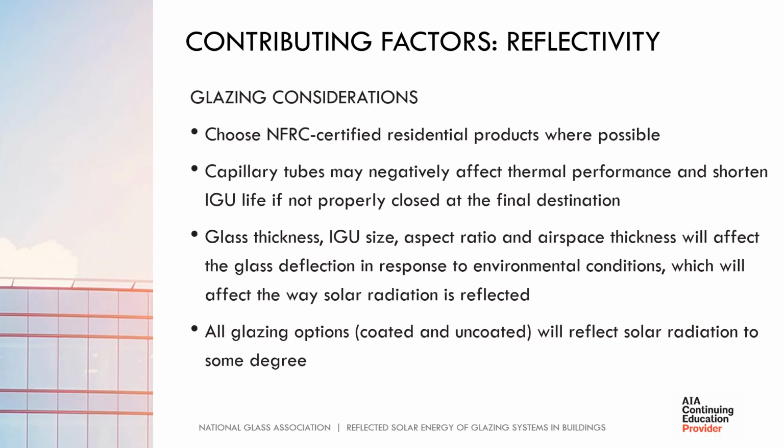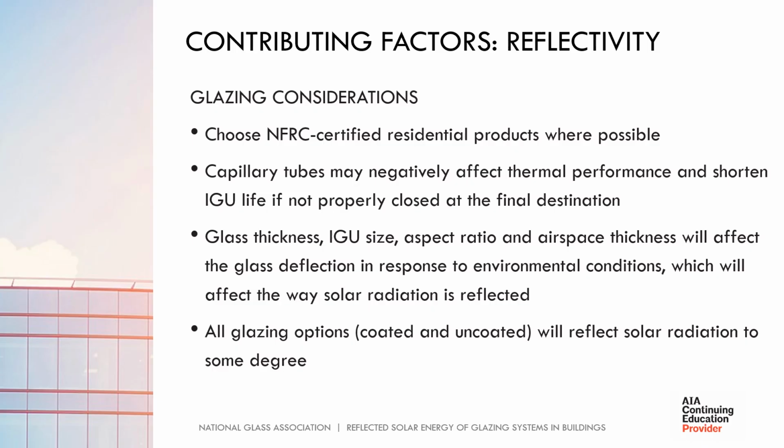For residential windows and doors, choose NFRC certified products where possible. NFRC requires that manufacturers meet tolerance criteria for insulating glass gap dimensions at the point of manufacture, which correlate to glass deflection limits. Capillary tubes have been used to control the flatness of the IGU, but they may negatively affect thermal performance and shorten IGU life if not properly closed at the final destination. Special considerations should be taken for their use, especially when there is low-E glass and argon fill involved. Please consult with your IGU fabricator for proper procedures for closing capillary tubes and installing IGUs with capillary tubes.